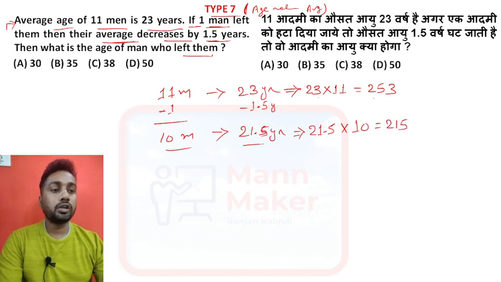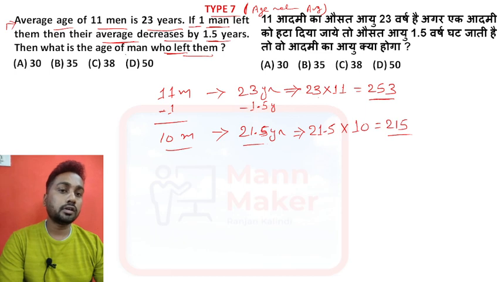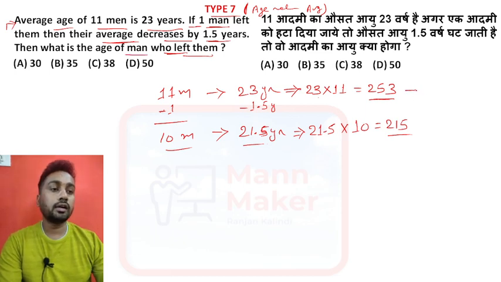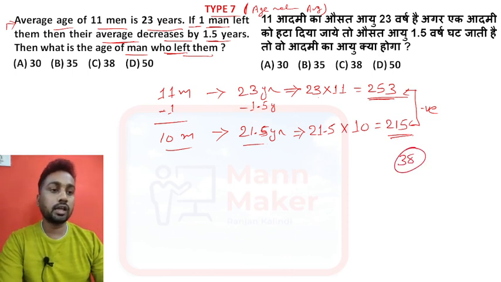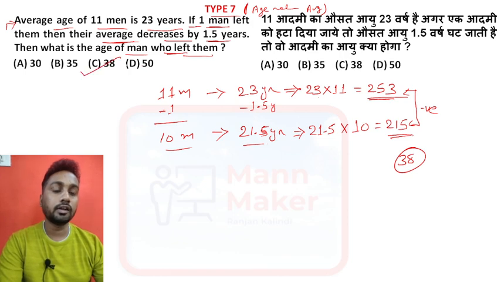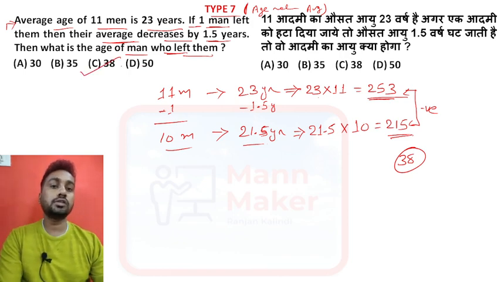Okay, now we know all the summations. Now we need to find the man who left, the age of that man. So this is 253 and this is 215. If we subtract, 253 minus 215, it will come 38, and this 38 is the answer, option C. So the man who left is 38 year.